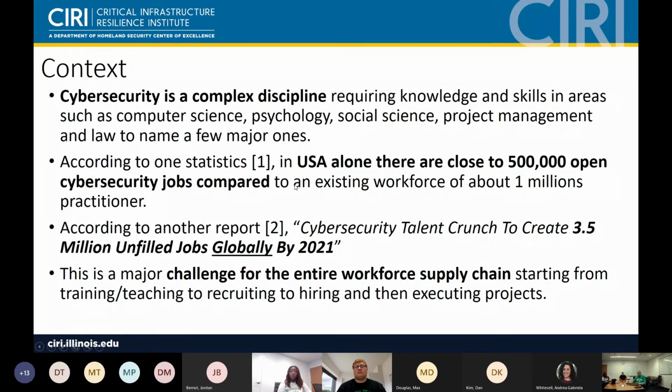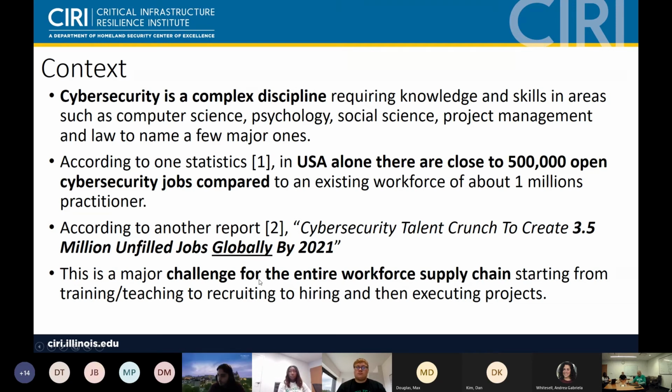So according to one statistic, in the US today, there are about 500,000 open cybersecurity jobs. And now if you compare this with how many cybersecurity people we have, roughly the estimate is there are about 1 million practitioners. Another report says that by 2021, that is now, we are living through it, there are about 3.5 million unfilled jobs. So these numbers are staggering. So obviously it is a big challenge.